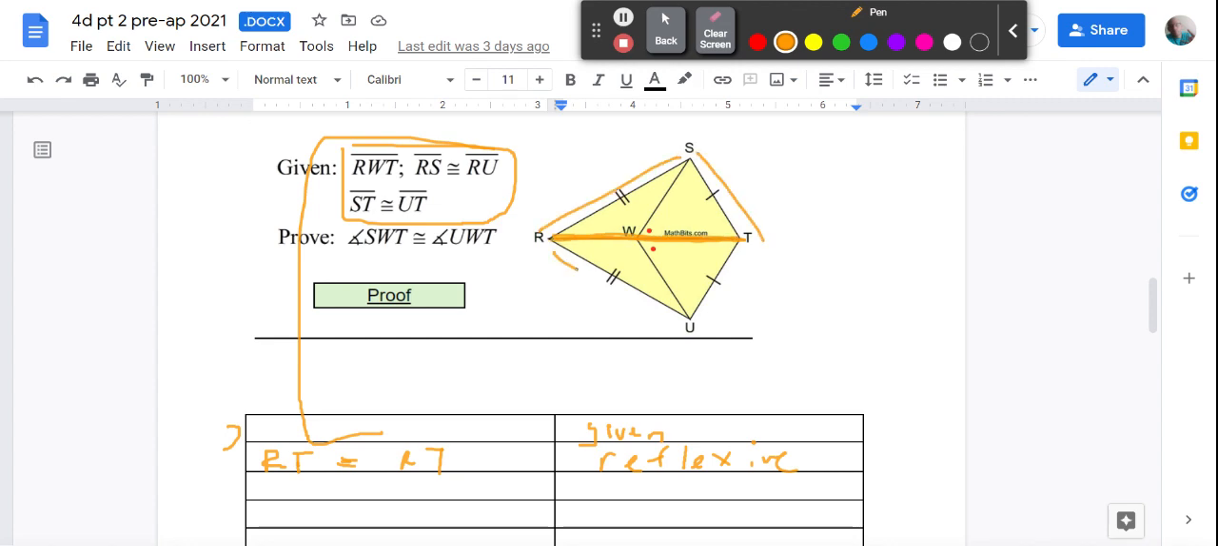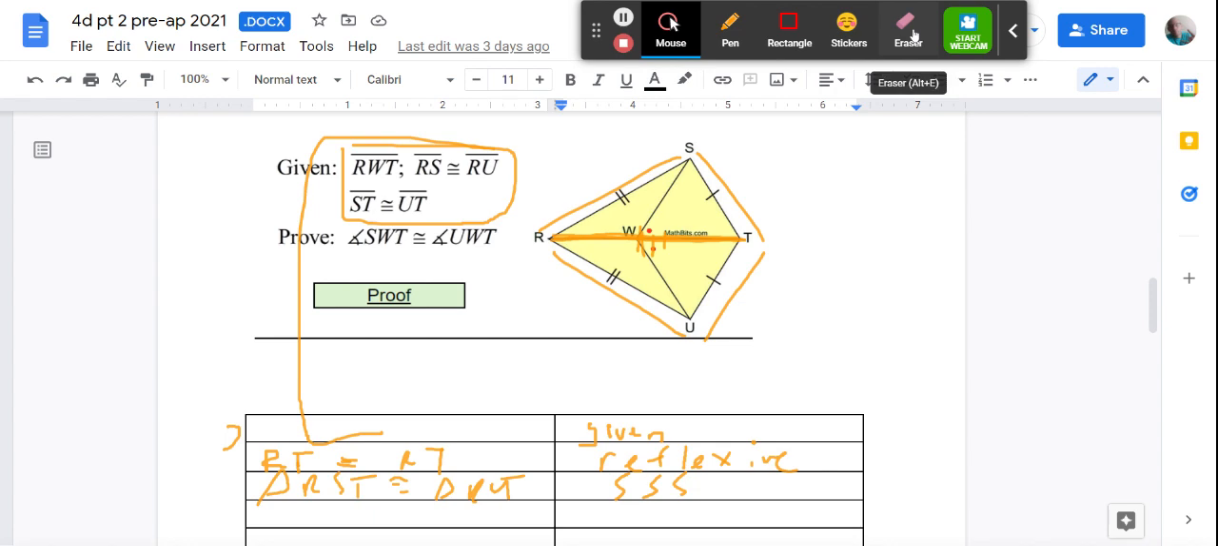And these two triangles, okay, are going to be congruent by side, side, side. Okay, so triangle RST is congruent to triangle RUT by side, side, side. All right, so that first part's pretty straightforward. Kudos to fourth period for figuring that thing out pretty quick. So we got these two triangles on the top and on the bottom congruent by side, side, side.